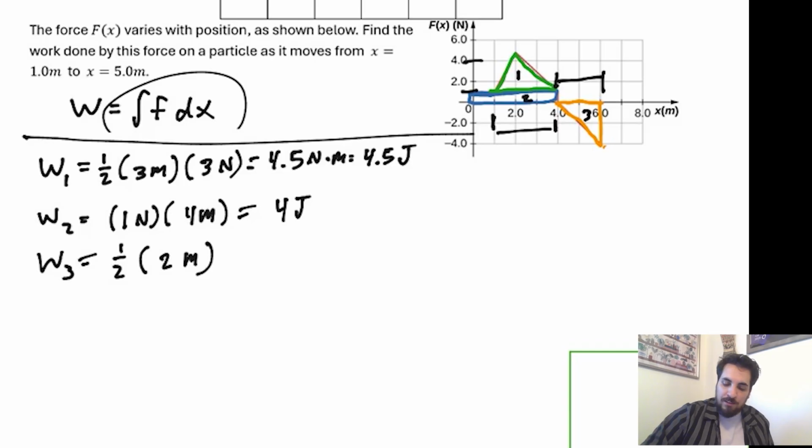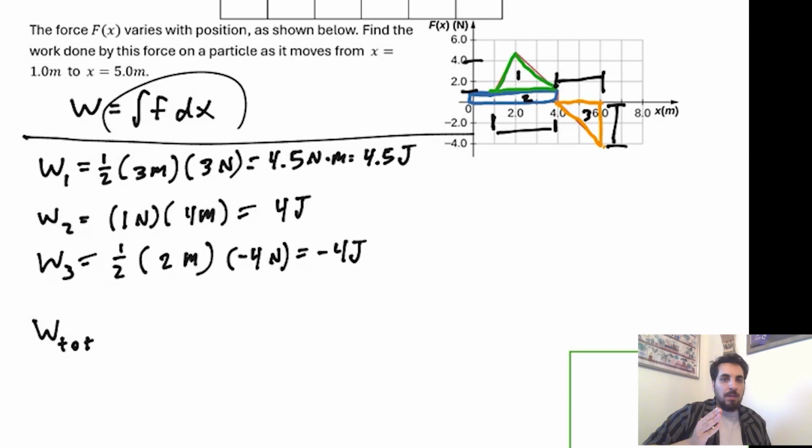So our base is 2 meters and our height is -4, nope, forgot my units, -4 newtons. So in area 3, we have the work done is going to be -4 joules. So does that mean the total work done from 0 meters to 6 meters is going to be 4.5 joules?